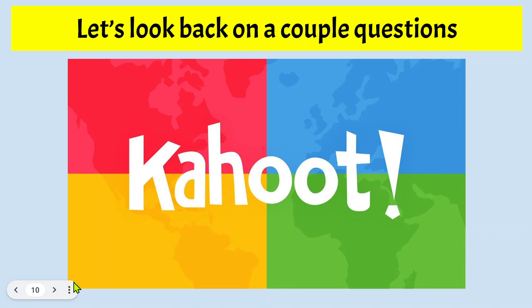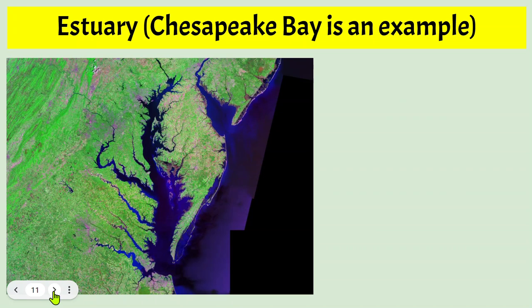All right, now that you've done your Kahoot, I want to go through a couple of questions and just make sure that we are clear on some of these things. So remember, an estuary is a body of water that is partially enclosed. So it's partially enclosed here, but it is open and goes out into the ocean.